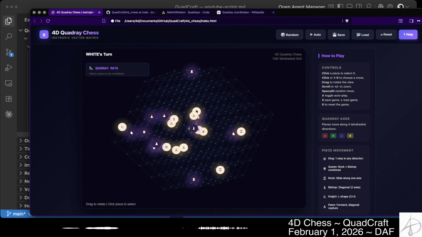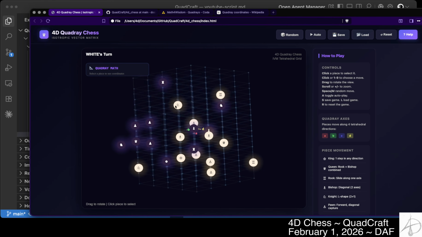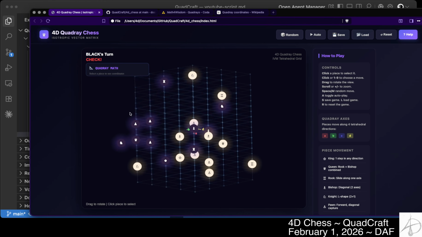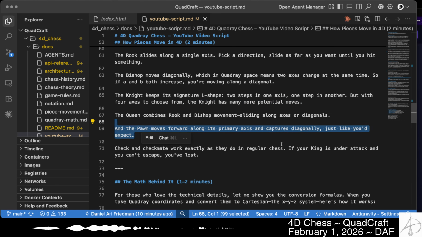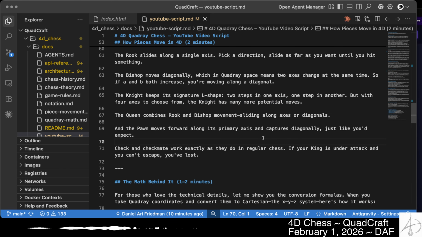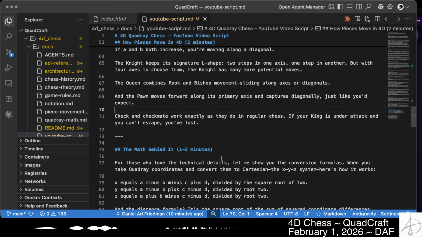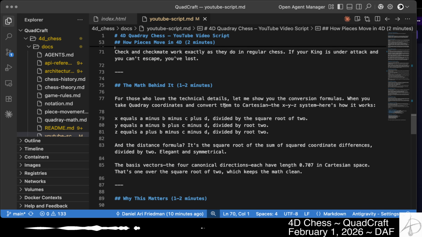Look at all those moves. Knight moves, as it were. The queen combines rook and bishop movement, sliding along axes or diagonals. The pawn moves forward along its primary axis and captures diagonally, just as you'd expect. Check and checkmate work as they do in regular chess. If your king is under attack and can't escape, you've lost.